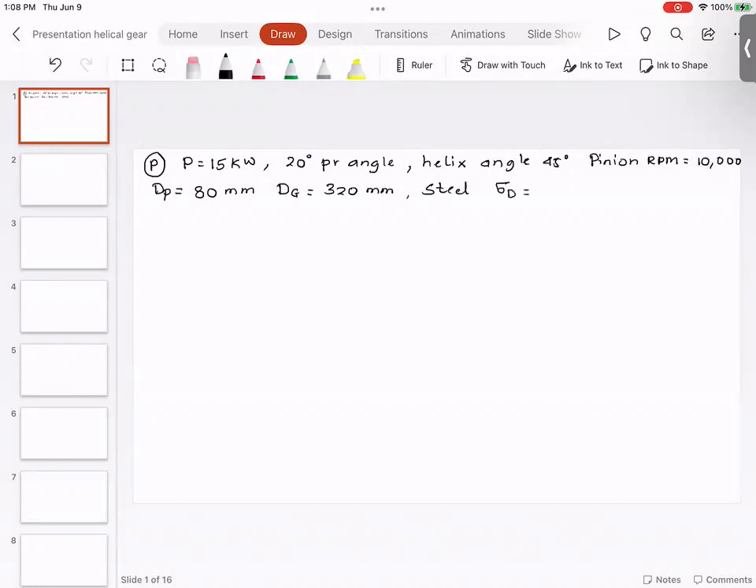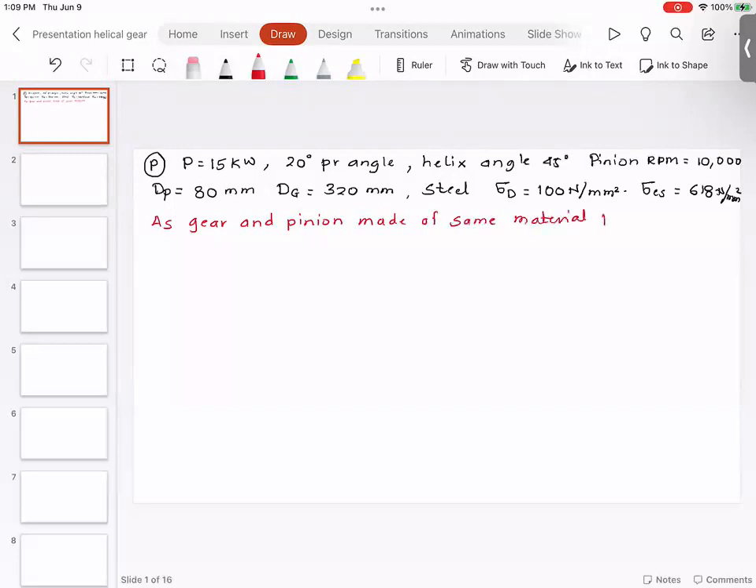And sigma design for steel is 100 Newton per millimeter square. And sigma ES is 618 Newton per millimeter square. So since the gear and the pinion are made of the same material, the pinion is weaker. So we are going to find out the dimensions of the pinion, because in design we always design the weakest element.